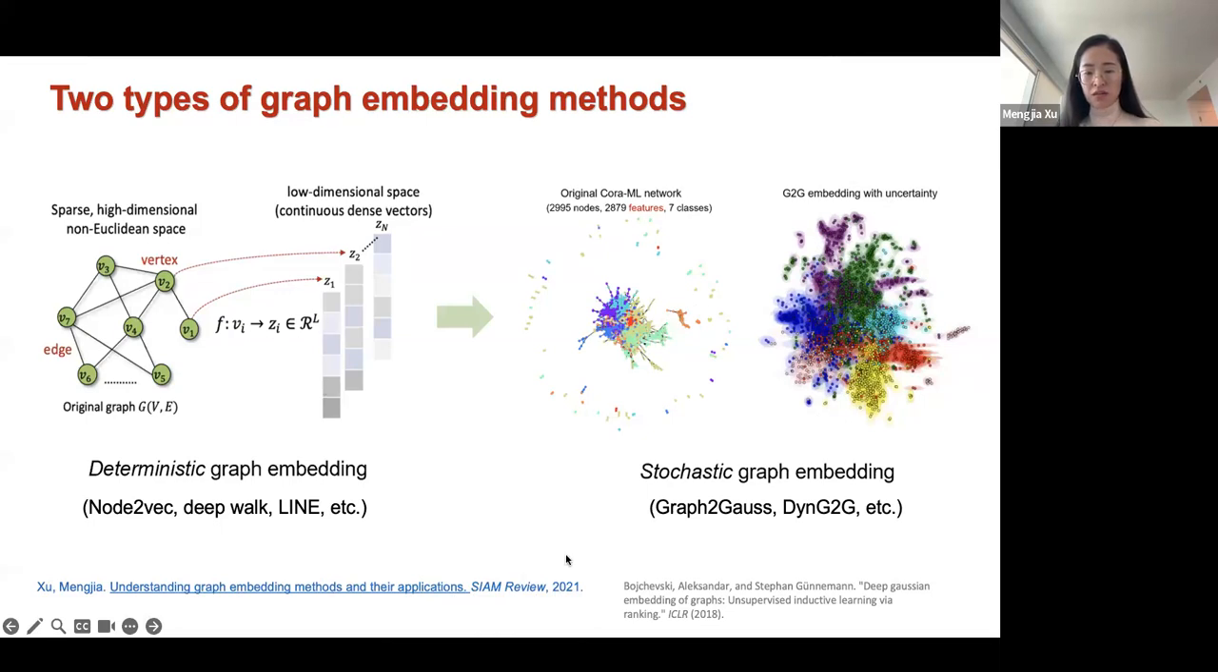For the stochastic graph embedding method, there are several studies already. I think the first one I saw is from a German group. Based on this approach, we have developed two different methods on temporal graphs. The first paper is proposed for a single large-scale static graph.